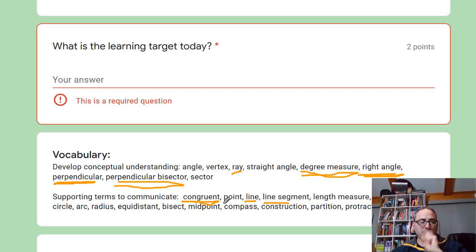It has no dimensions whatsoever. It's just a point in geometry. We already went over length measure. Okay, acute.